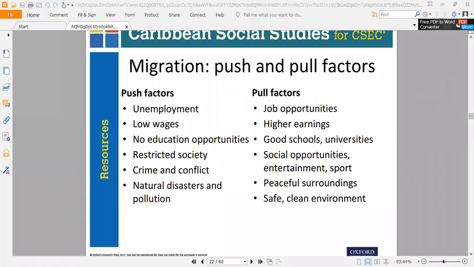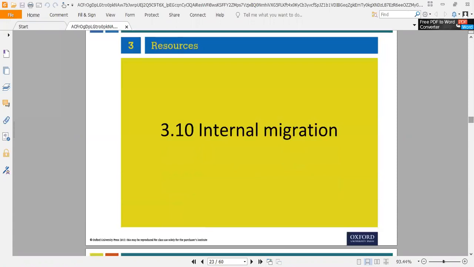All right, so once we get the idea that these are the push factors, and we know the pull factors are different. All right, let's move to the next slide. Climatic conditions may also affect migration.